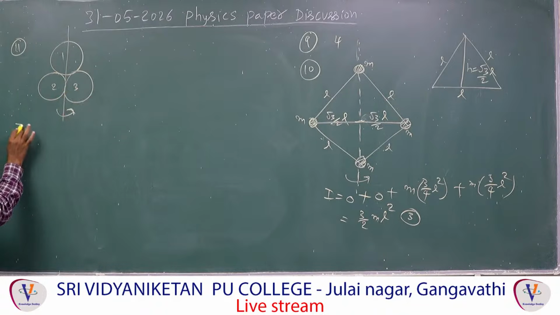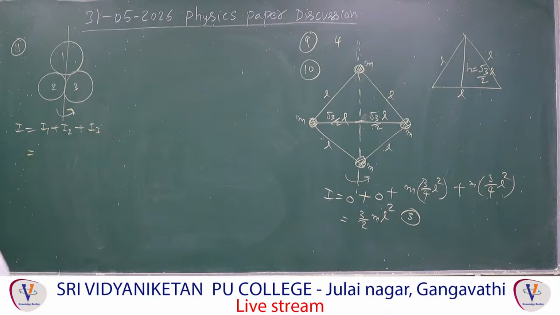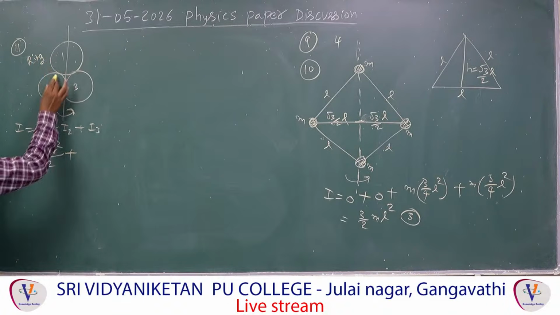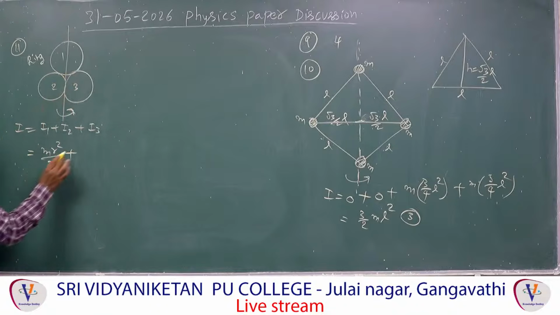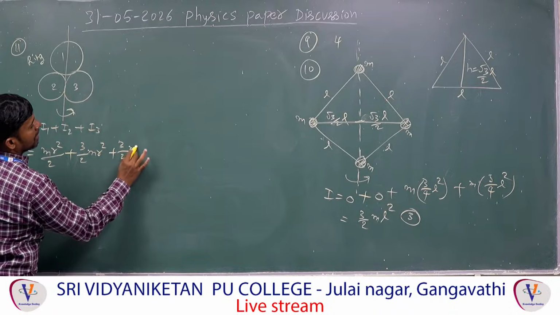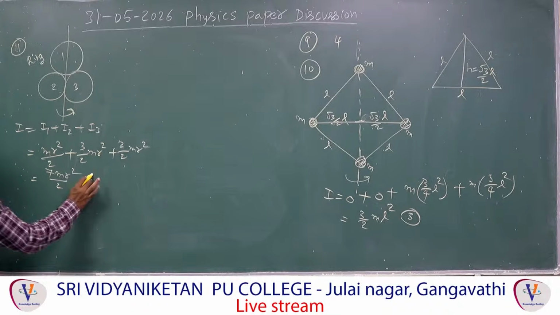1, 2, 3. I1 plus I2 plus I3. What is I1? Moment of inertia about the diameter, MR square by 2, because all are rings, MR square by 2. Parallel to the diameter, 3 by 2 MR square. This one also parallel to the diameter, 3 by 2 MR square. Take the LCM 2: 3 plus 1 plus 3 plus 3 plus 1, like 7 by 2 MR square. Fourth option.